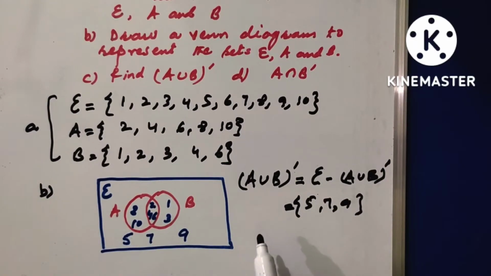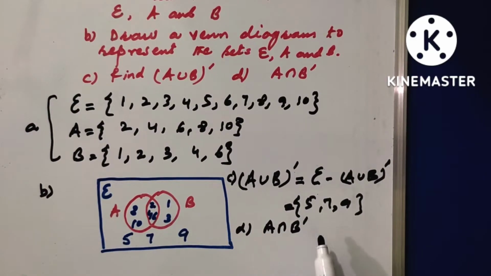Now second part of the question, this is C part. The second part, that is D, is A intersection B complement.